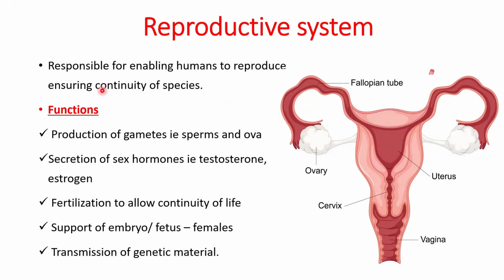So what are the functions? The functions of the reproductive system: production of gametes, that is sperms and ova, which enables the process of fertilization if they meet during sexual intercourse. Then secretion of sex hormones such as testosterone by the testes and estrogen by the ovaries. Then fertilization, when the sperms and ova meet to allow continuity of life, and then support. For example, the uterus and the placenta support the embryo and fetus in females. Then transmission of genetic material.